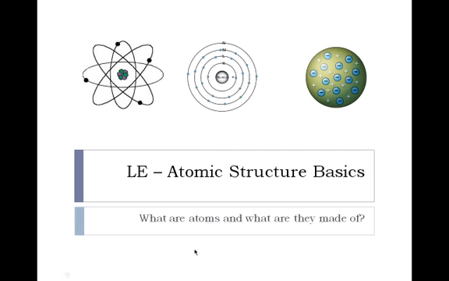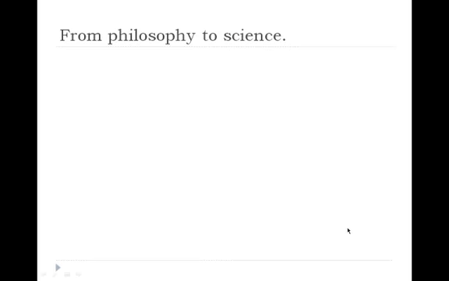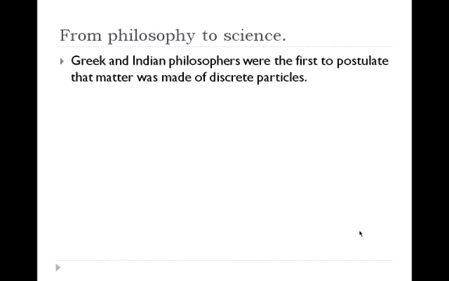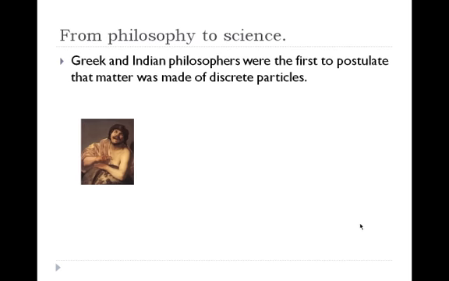So the question that we want to answer by the end of this is, what are atoms and what are they made of? First off, we have to go back into history. We have to talk about philosophy to science. Greek and Indian philosophers were the first to postulate that matter was made of discrete particles. And we've talked about particles. That's a thing. It's just something very discrete, and it's an individual item.